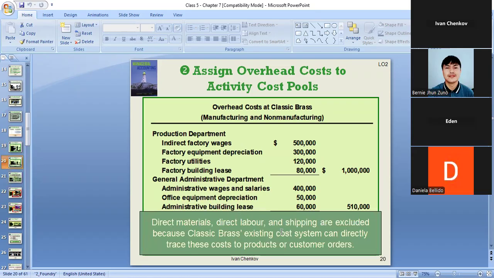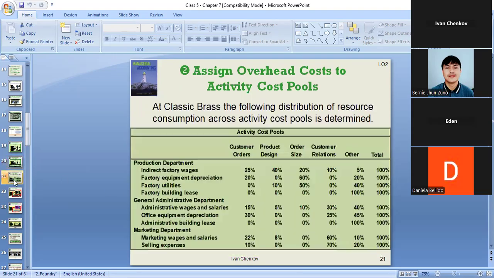Again, direct material, direct labor, and the shipping are excluded because they can be directly traced to the product. What we're going to do is the same thing that we did. We have the activities: customer order, product design, order size, customer relationship, and other. Now we're allocating the percentage the way we did it. We're allocating the percentage for every one of those activities. Again, the total has to be 100. We're allocating those percentages. So in our case, we have only one driver, one cost driver, electricity.